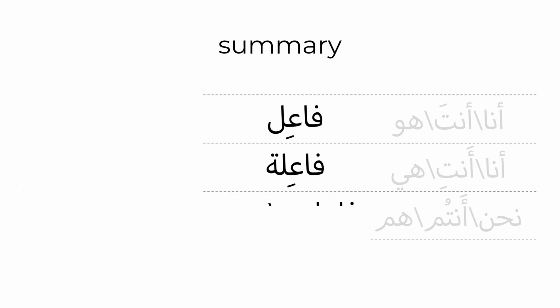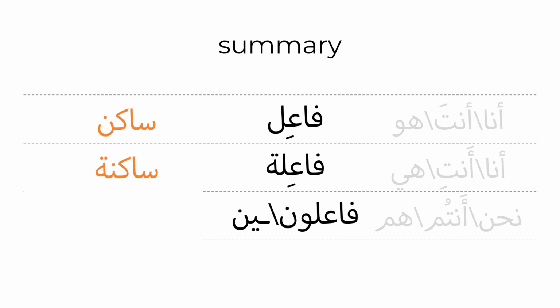To sum up, we've seen that there are three forms of the active participle. One form for the masculine singular, for أنا أنت هو, that is فاعل. فاعلة for feminine singular, and فاعلون or فاعلين for the plural. مثال, for example, أنا ساكن, I'm living, وأنتِ ساكنة, وهم ساكنون, and in a more informal way, ساكنين.